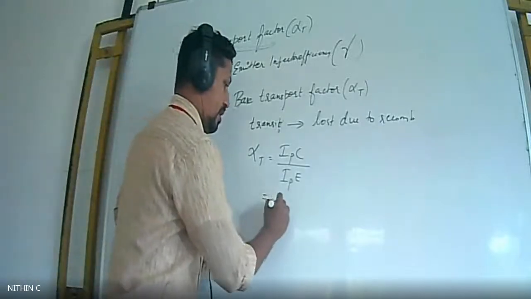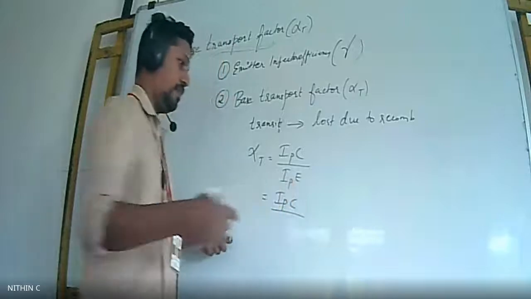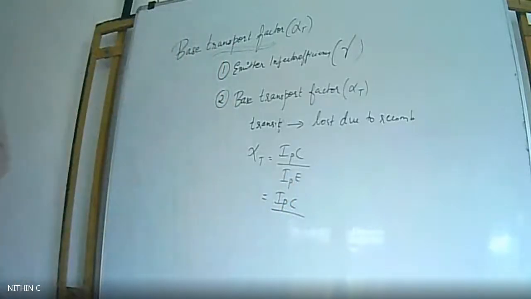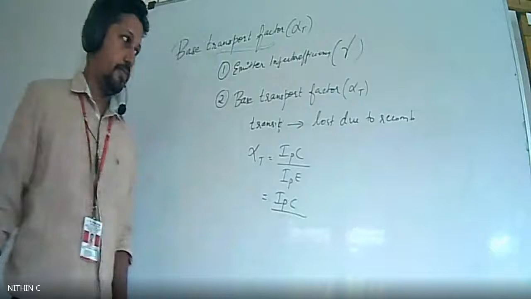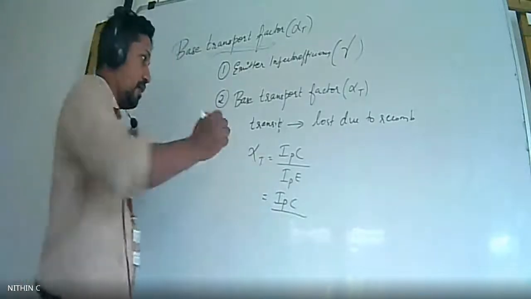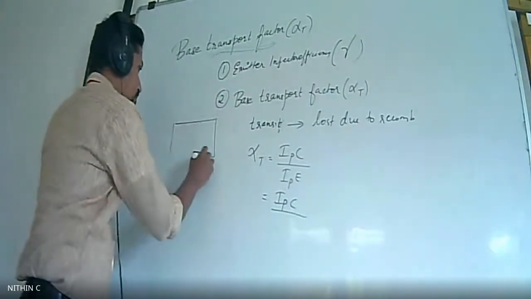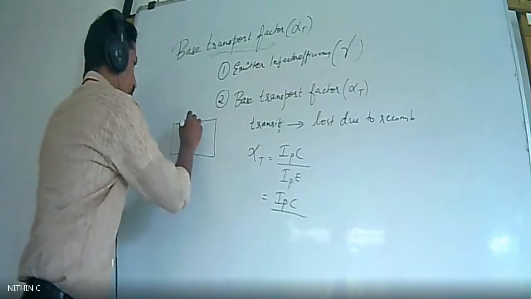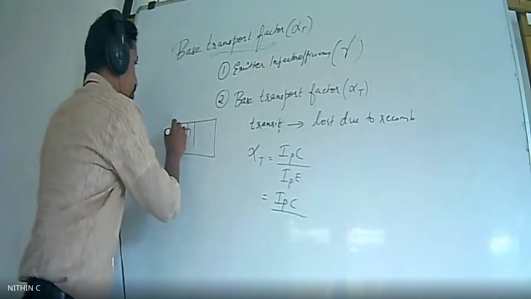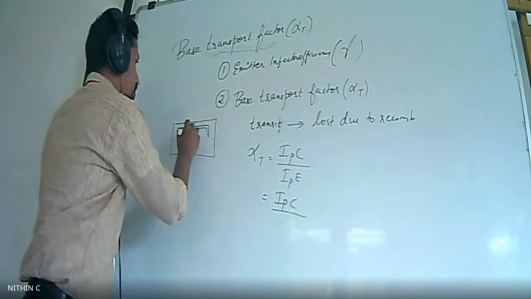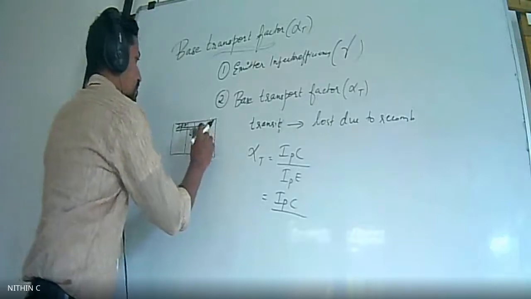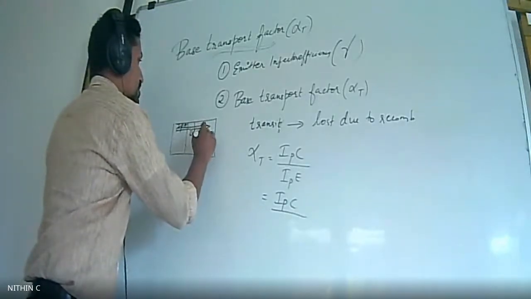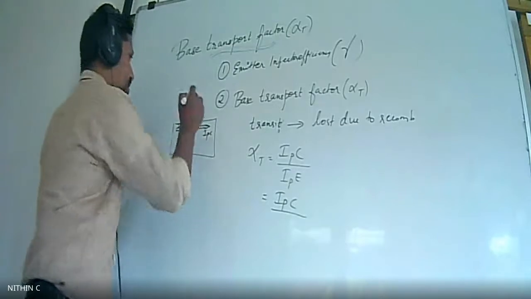So this IPC by this IPE can be written as... how can we write IPE? Do you remember when we drew the current components, we marked like this, right? This was our IPE. This was IPC. This was IRB, the recombination current.